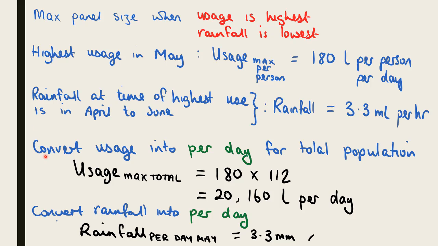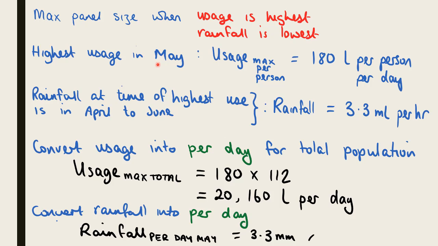Now let's do a conversion. Let's convert our usage into per day usage. At the moment it is per person per day, but we know we've got 112 people that we want to look after. So that's 180 times 112. So that gives us this number, 20,160 litres per day. Now this is for everybody. So that's why it says max total. Also, let's convert our rainfall into per day. I ran out of room here, so I've gone on to the next slide.